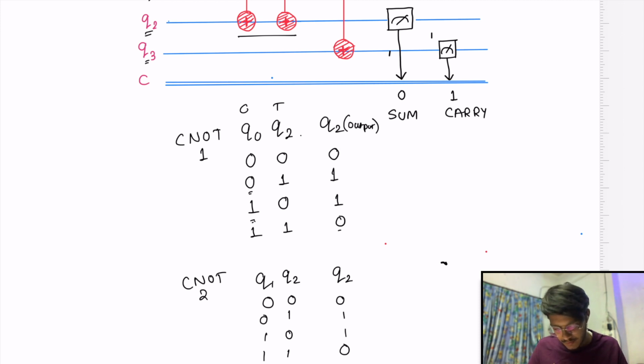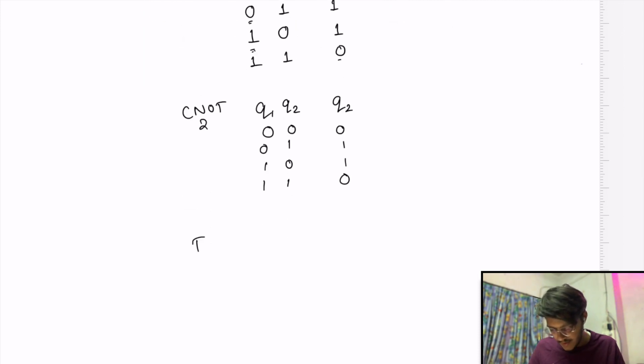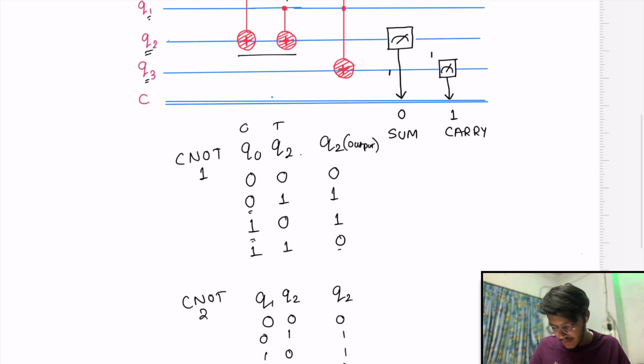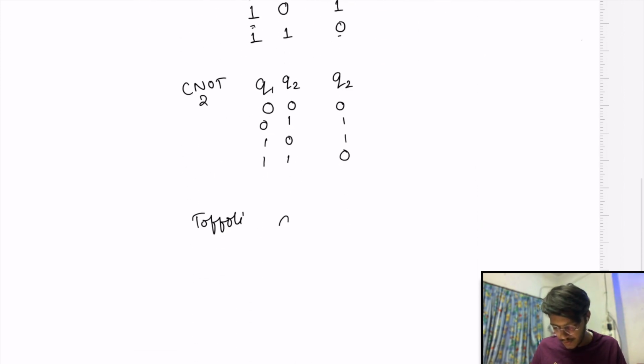And now you have one more gate, which is Toffoli. What Toffoli involves is Q0, Q1, and Q3, right?